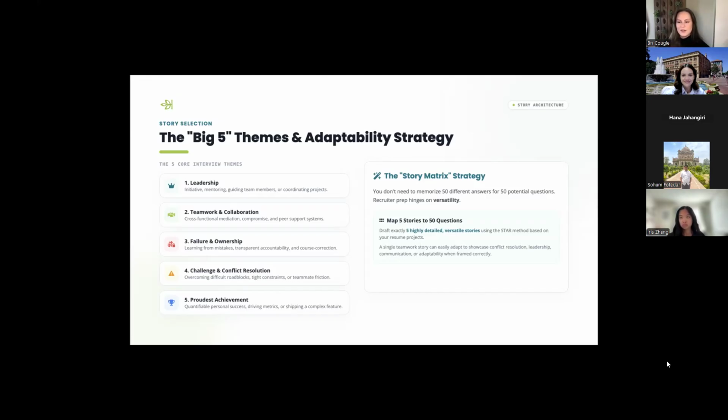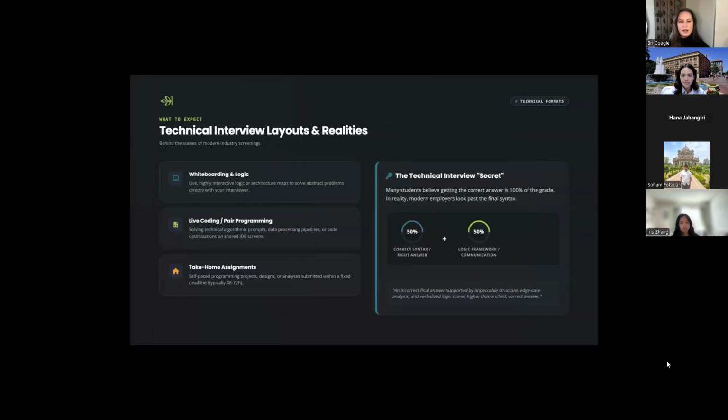Okay, so I think we're ready to now jump into technical interviewing. These are the different kinds of technical interviews that you'll come across in your career. Whiteboarding and logic, live coding, paired programming, or take-home assignments are probably the biggest categories that you'll face. And again, these are all different depending on what you're interviewing for.